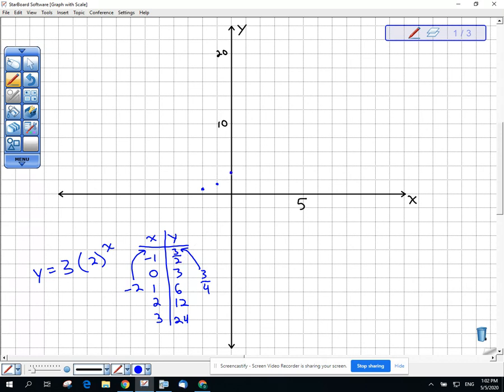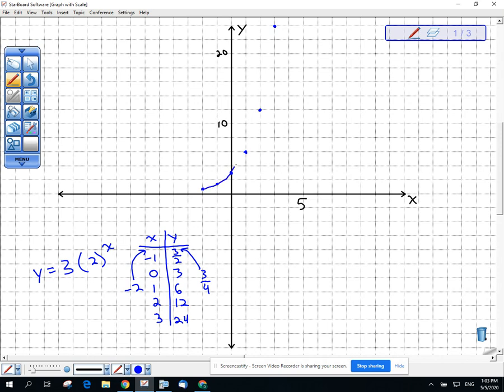(0, 3), (1, 6), (2, 12), and (3, 24). And again, this would continue to the left. If you continue to put in bigger negative numbers, it would stay in the second quadrant above the x-axis.